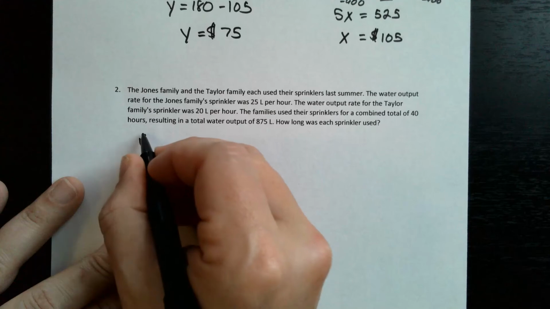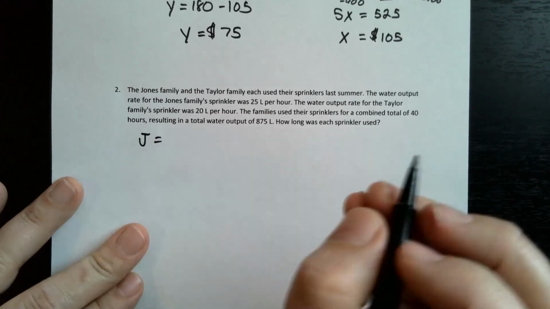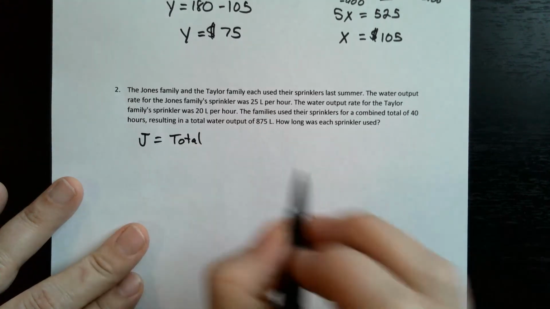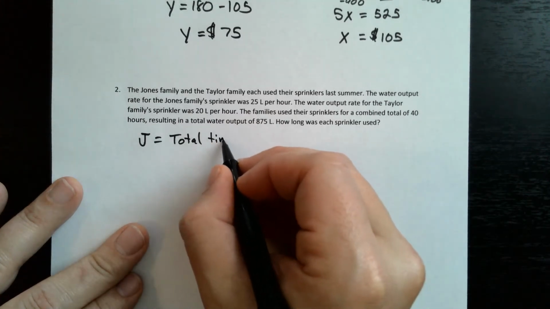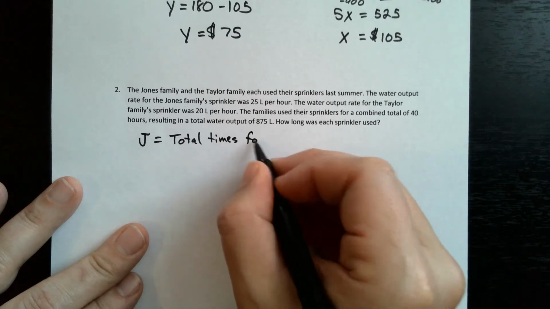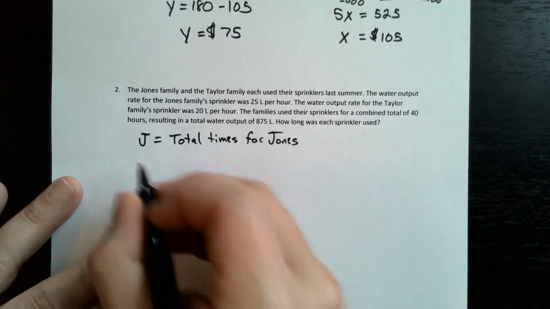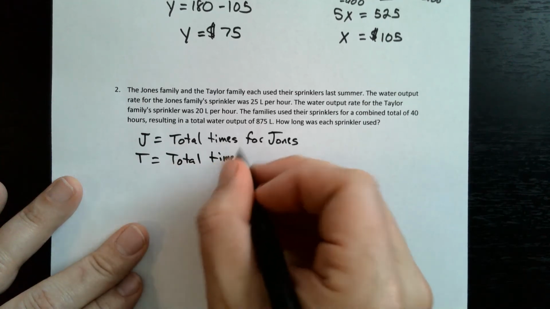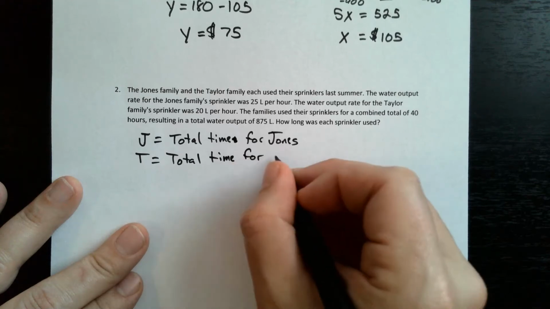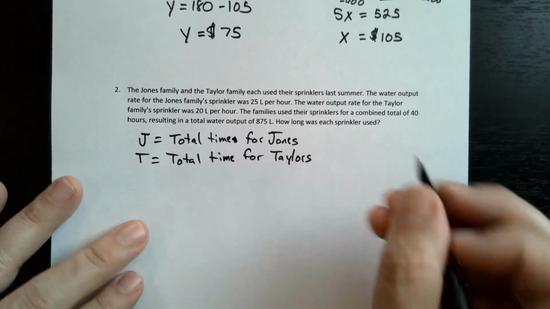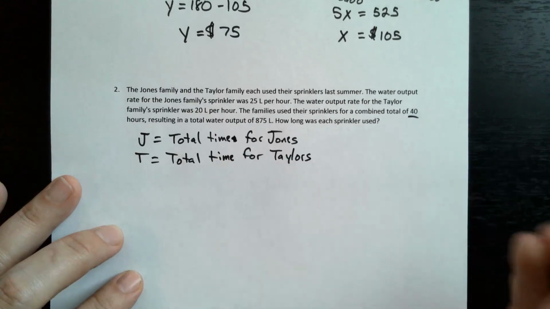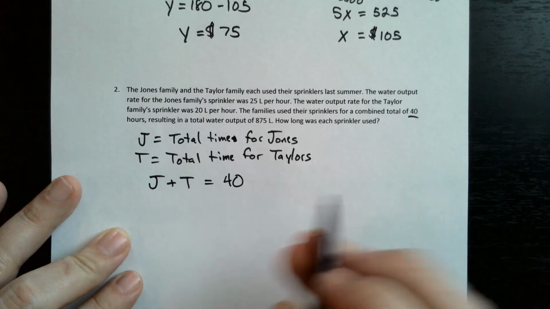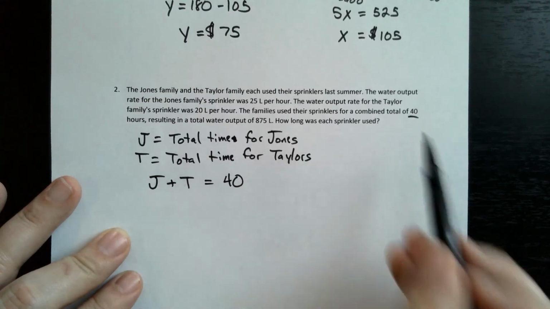Okay, so I will label J is equal to the total time for Jones, and T will be the total time for Taylor's. We know that combined they had 40 hours, so J plus T equals 40. That's our first equation. Total time, add them up, you get 40 hours.